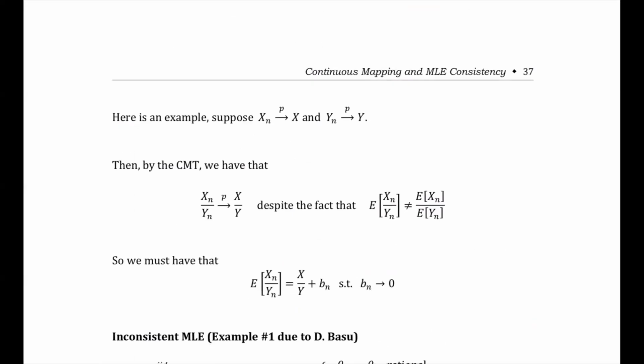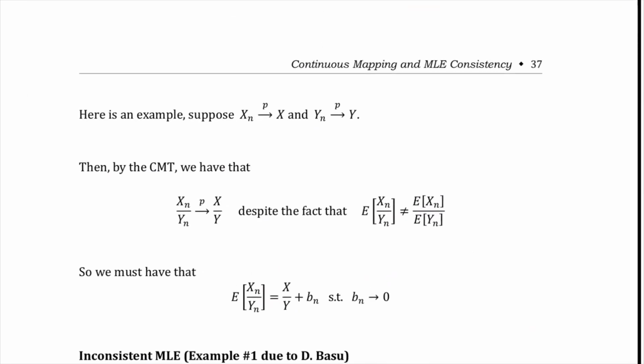So here I'm going to do a couple of examples. I think it's helpful to think about that. Suppose I have something that converges to x and something that converges to y. Well, then the ratio x over y should converge to the correct thing. So this is true. But we know that the expected value of this is not equal to the ratio of the expected values, which would be x over y in this case. So we have a not equals. In fact, the expected value is equal to the thing plus a little bit, but that bias is going to 0.